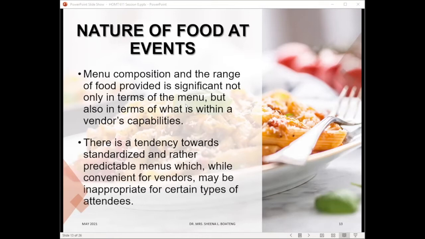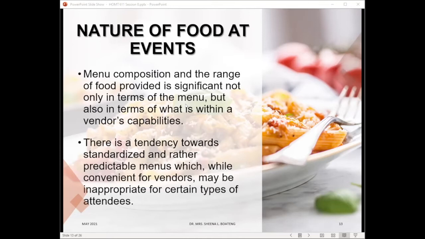So you realize that because most of the caterers and food providers that we have, particularly in the Ghanaian context, have limited capabilities, they tend to lean more towards standardized and rather predictable menus, which are convenient. Do you realize that? Yes. Yes, and that is very popular in Ghana here.